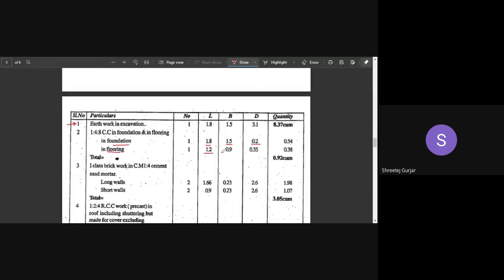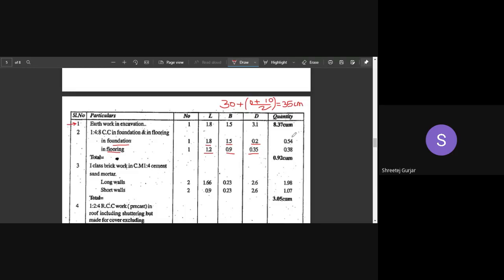So 1.2 is the length. This is your width, and then this is your height. What they have taken is 30, which is for the rectangular part, plus the average. For the triangular part they have taken the average, that is 0 plus 10 divided by 2. So it will be 35 centimeters, which we have written as 0.35 meters.